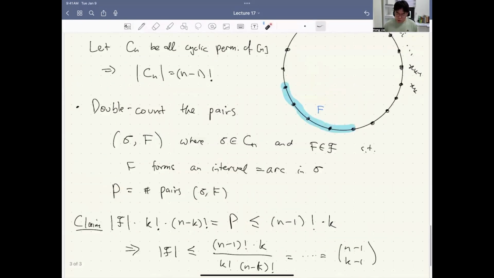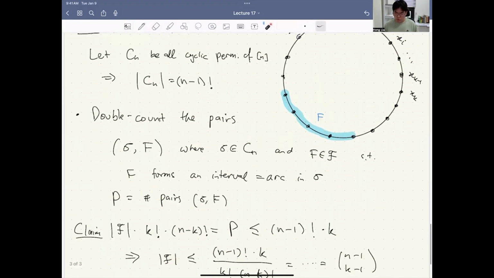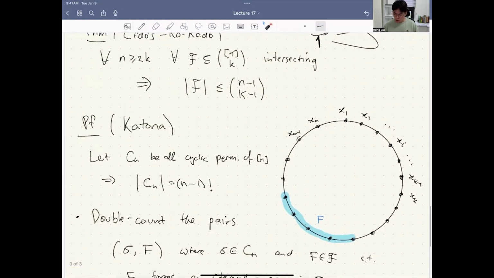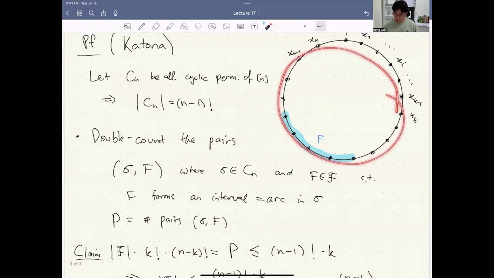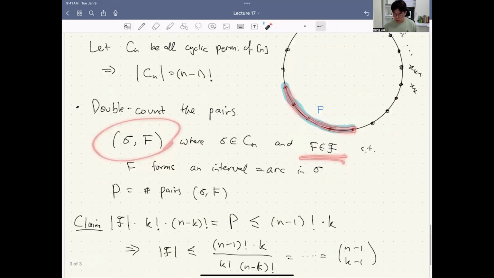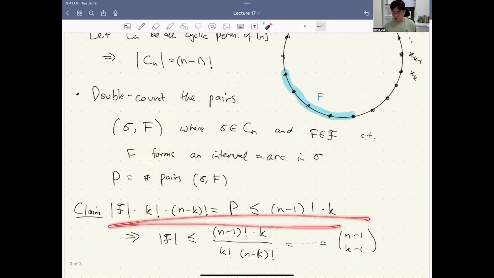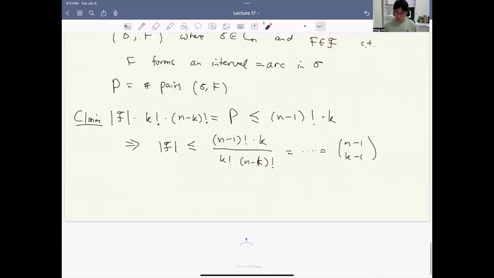So our goal now to finish the proof of Erdős-Ko-Rado is to show that the number of pairs, once again, with a cyclic permutation and an arc of it, the interval of it, being a set in our intersecting family F, such pairs satisfy these two bounds. The first bound is easy.